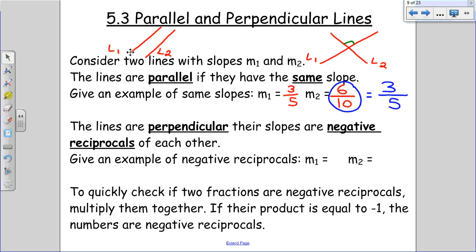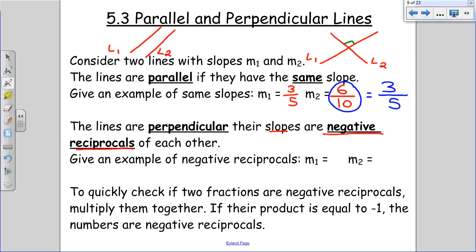We have a mathematical term for that. It's called negative reciprocal. It means opposite sign. So if it was positive, now it's negative. If it was negative, now it's positive. And reciprocal means it's a fraction, but flipped upside down. So perpendicular lines have negative reciprocal slopes.